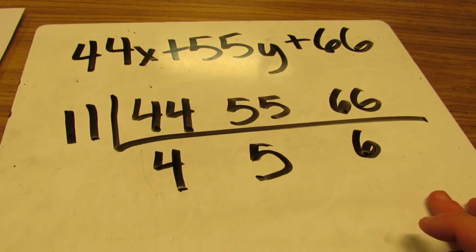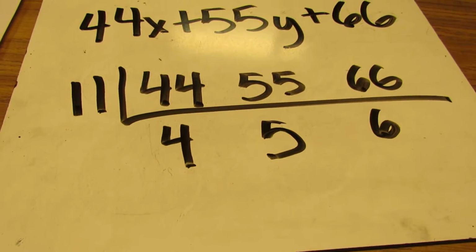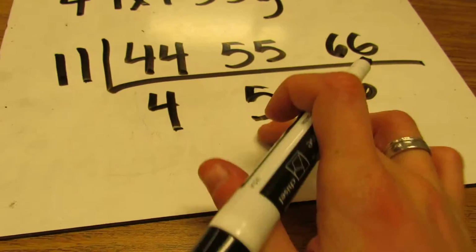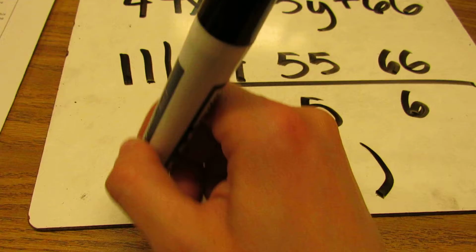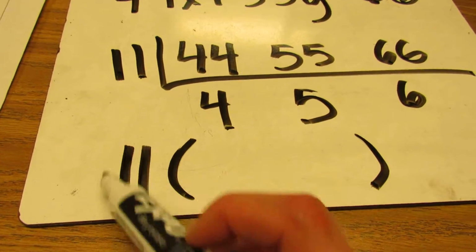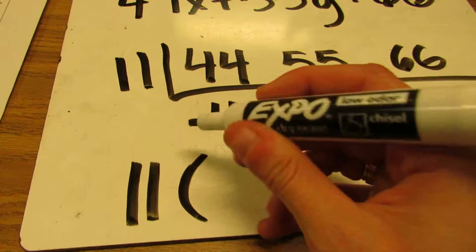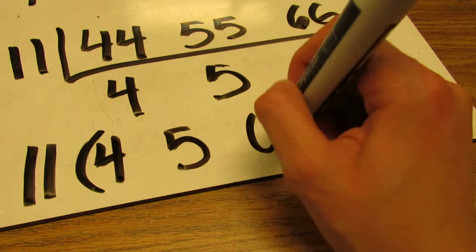I'm going to stop right here, okay? This is prime. I can no longer factor any more prime numbers. So these numbers are very important. So if I set up my distributive property, I know that my GCF is 11. That's on the outside, right? 11 is going to go outside of my parentheses, and 4 is going to go inside along with 5 and 6.